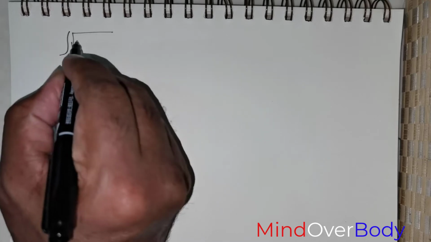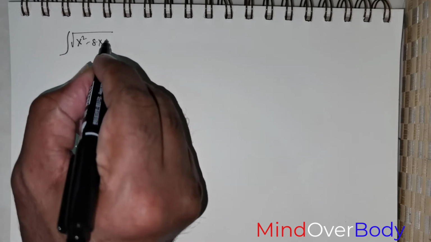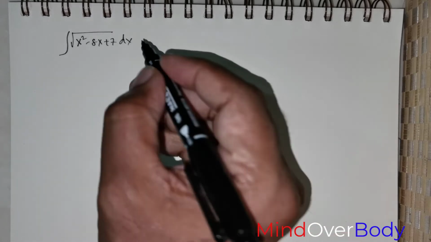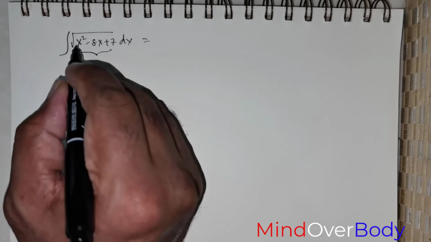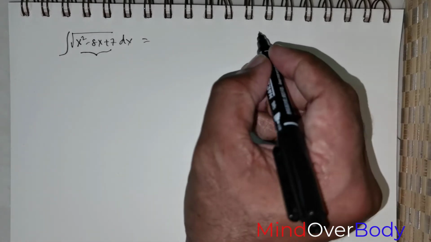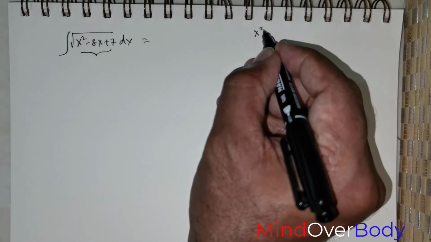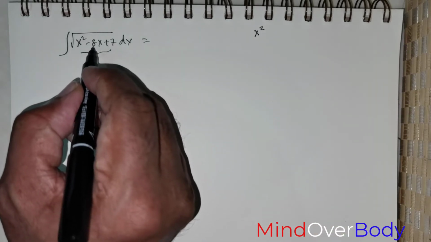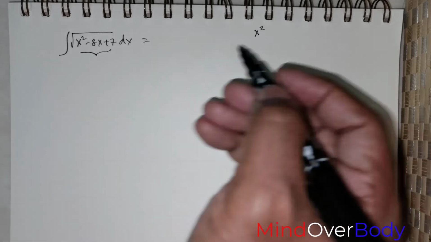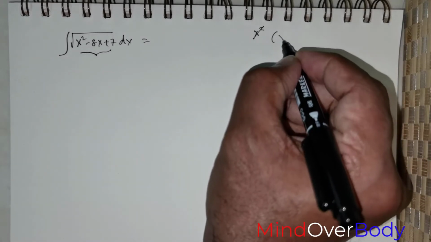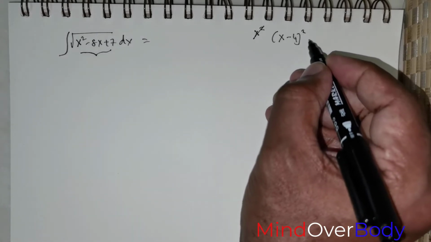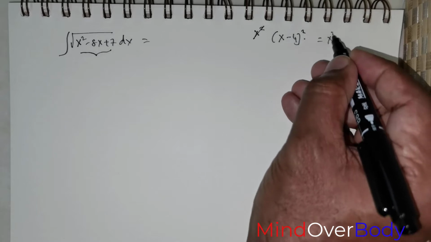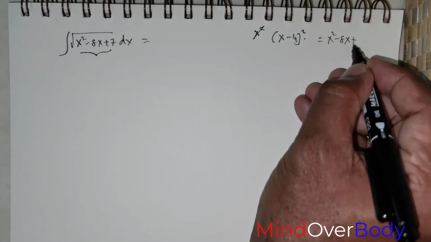Students, we are expected to integrate the integral of the square root of x squared minus 8x plus 7, dx. Now what I wish to do is rewrite the quantity inside the square root as a perfect square. Clearly, you first take the coefficient of x, which is 8, divide by 2, and you get 4. So place that 4 with the sign: it's going to be (x minus 4) raised to the power of 2. If you expand this, it gives you x squared minus 8x plus 16.